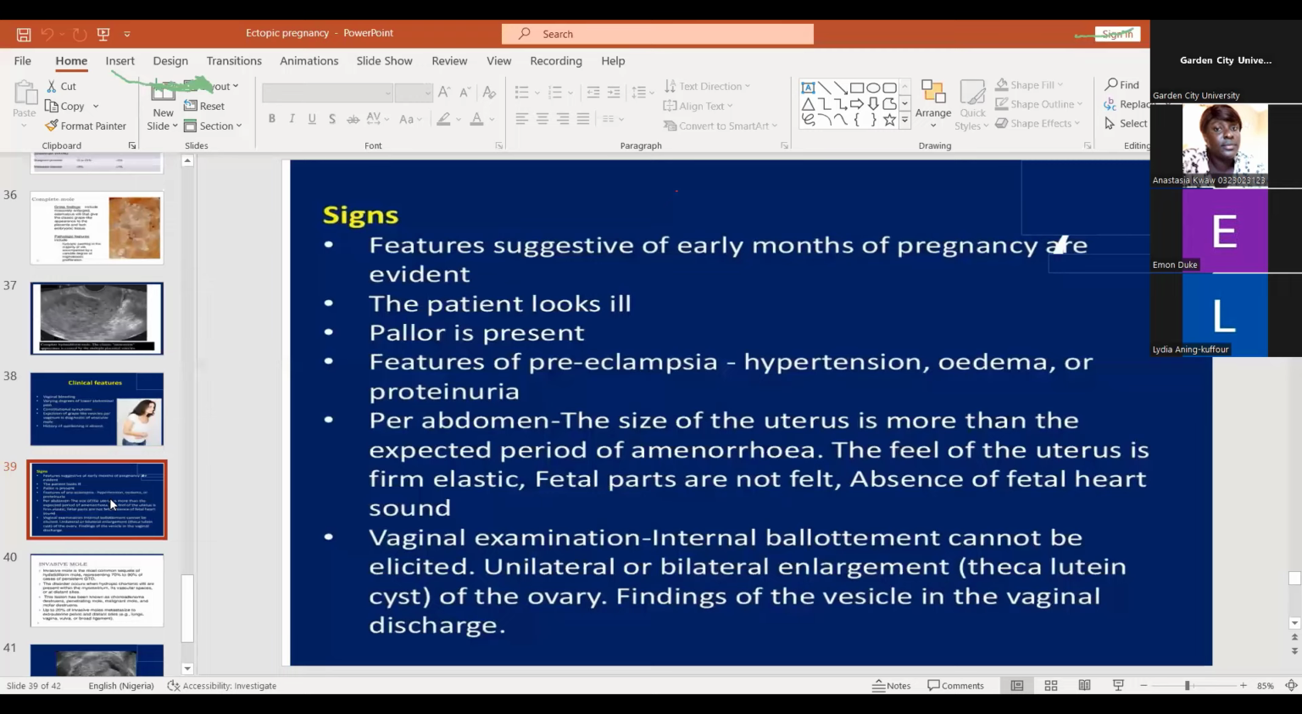Unilateral and bilateral enlargement. You have the theca lutein cyst that we are talking about of the ovary, enlargement of the ovary. Findings of the vesicle in the vaginal discharge. We were told that the placental tissues become proliferative and vesicle features, we saw it up there. And these features are seen in the vagina as we were told before. So a woman comes and presents with those things.